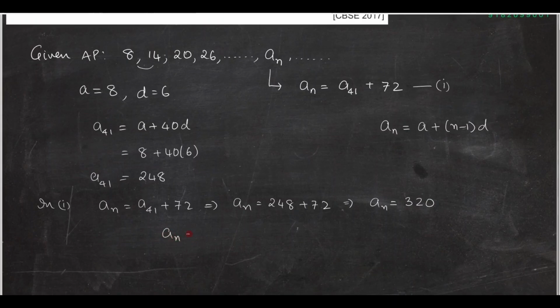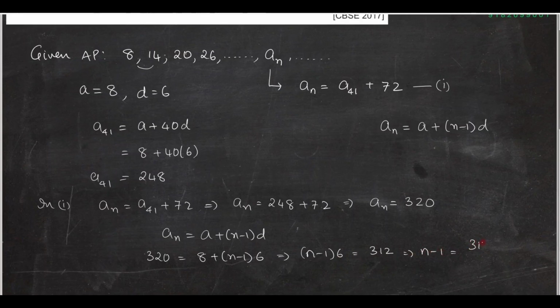From an is equal to a plus n minus 1 into d, let's substitute: 320 is equal to 8 plus n minus 1 into 6, which implies n minus 1 into 6 will be 320 minus 8, which is 312, which means n minus 1 is 312 over 6. 6 5s are 30, 6 2s are 12. Therefore, n is equal to 53.